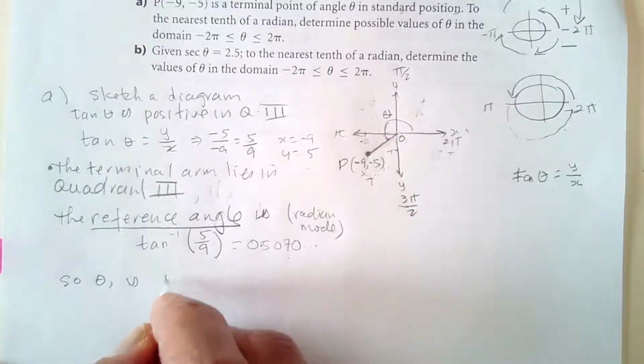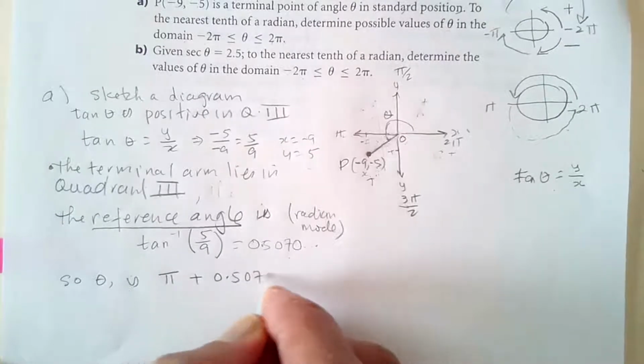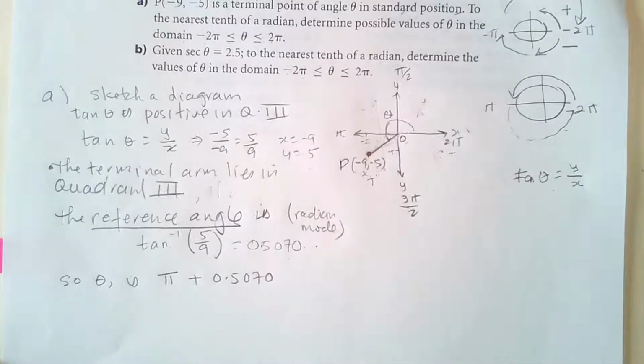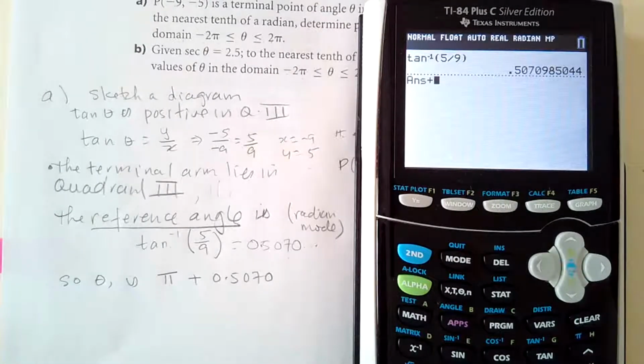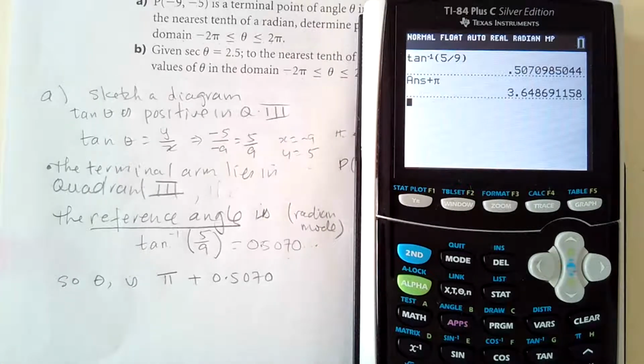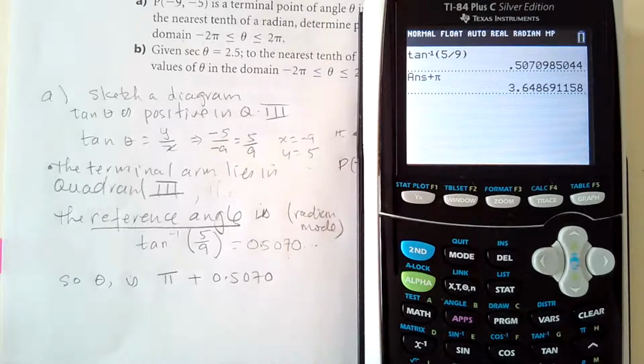So theta is pi plus 0.5070. Now I go to my calculator and add that to pi. So the angle is 3.648, but we leave that to four decimal places.